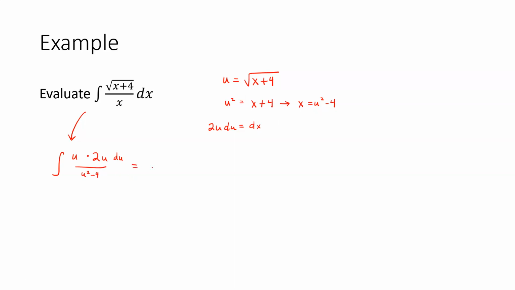And let's see what we have now. So this is 2 integral of u squared over u squared minus 4. Now it no longer contains any radicals, but it looks to me like this might require some of the methods that we've discussed here about partial fractions. In fact, the first thing I notice is that it's an improper rational function, so we need to reduce using long division.